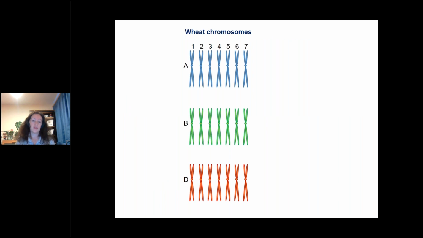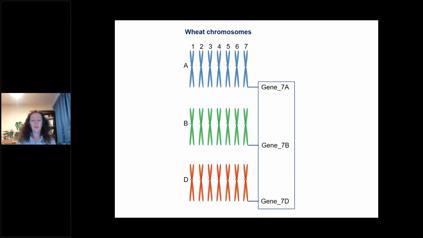So the wheat genome consists of 21 chromosomes, 7 chromosomes in the A genome, 7 in the B, and 7 in the D. And if we have a gene on chromosome 7A, for example, we are likely to find a gene copy on chromosome 7B and another copy on chromosome 7D. And these three copies of genes are known as homologs, and these are over 95% similar in the coding sequence, which raises many questions about their functions.